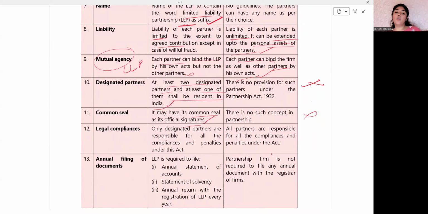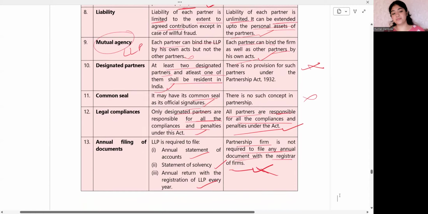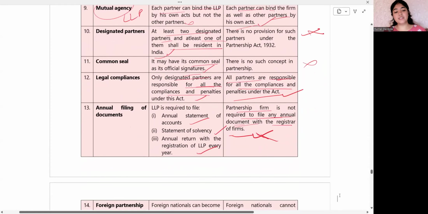Legal compliances: only designated partners are responsible for all the compliances in LLP. In partnership, all the partners will be responsible for all the compliance and penalties. Annual filing: LLP files an annual statement of accounts, a statement of solvency, and an annual return with the registrar every year. A partnership firm is not required to file any annual documents with the registrar of firms. Okay, I hope this difference is clear to you people.